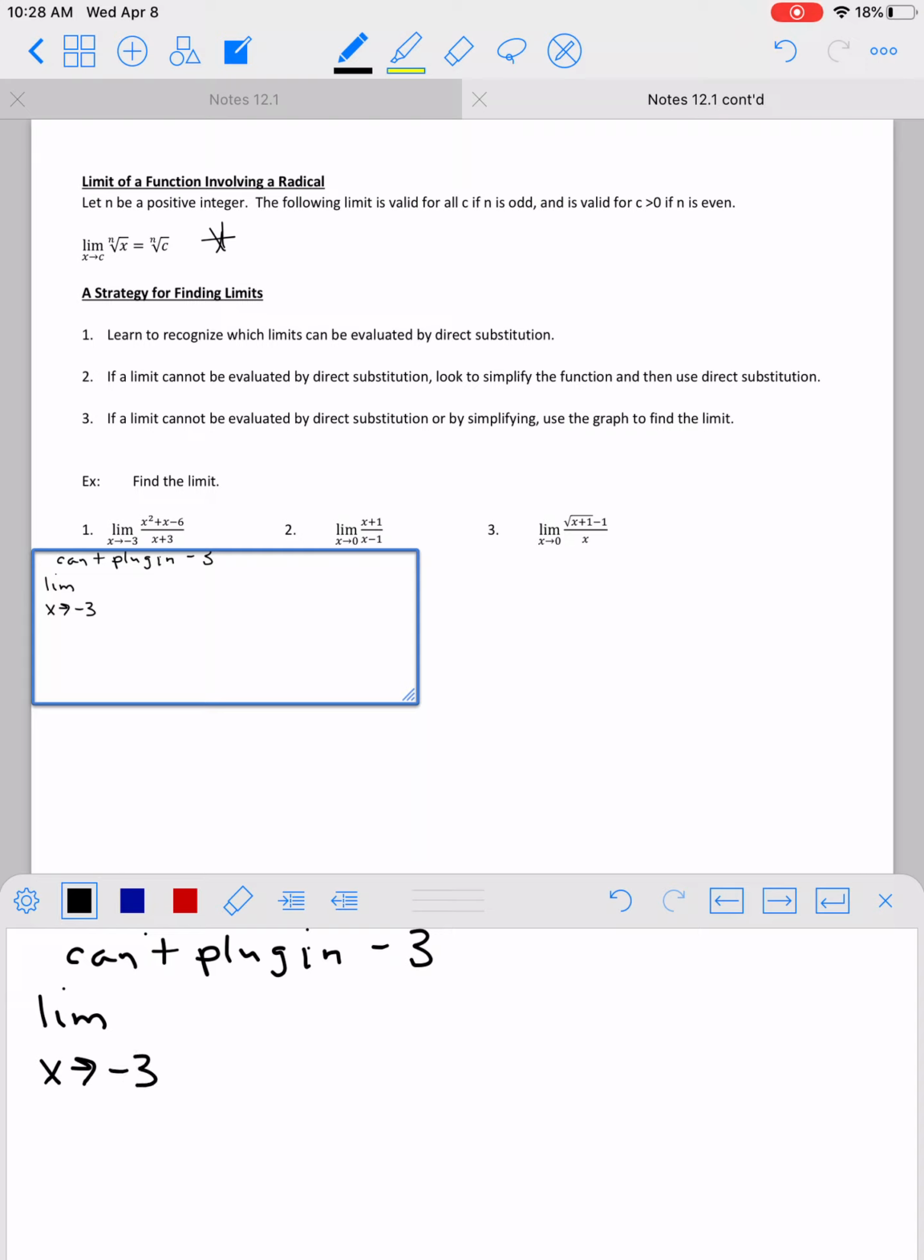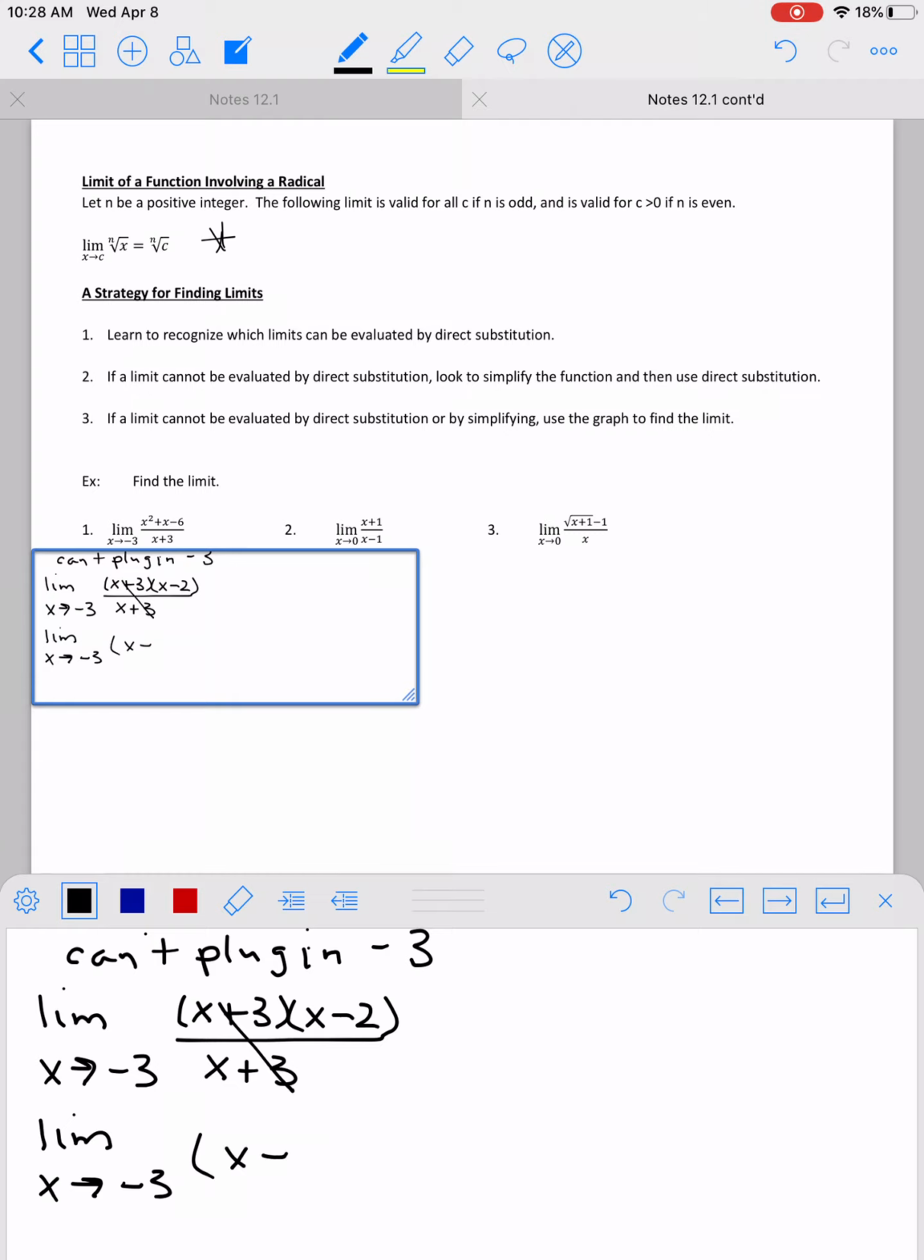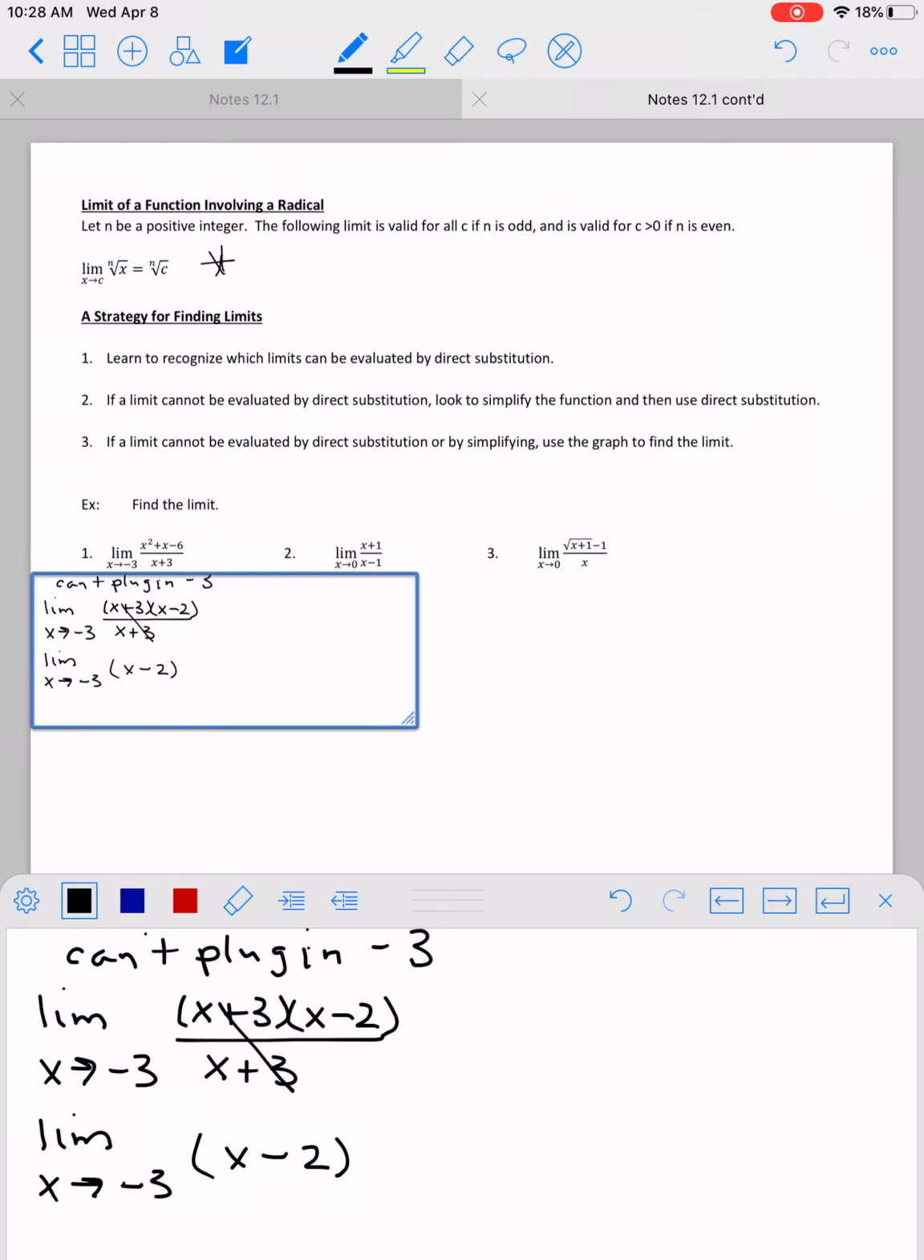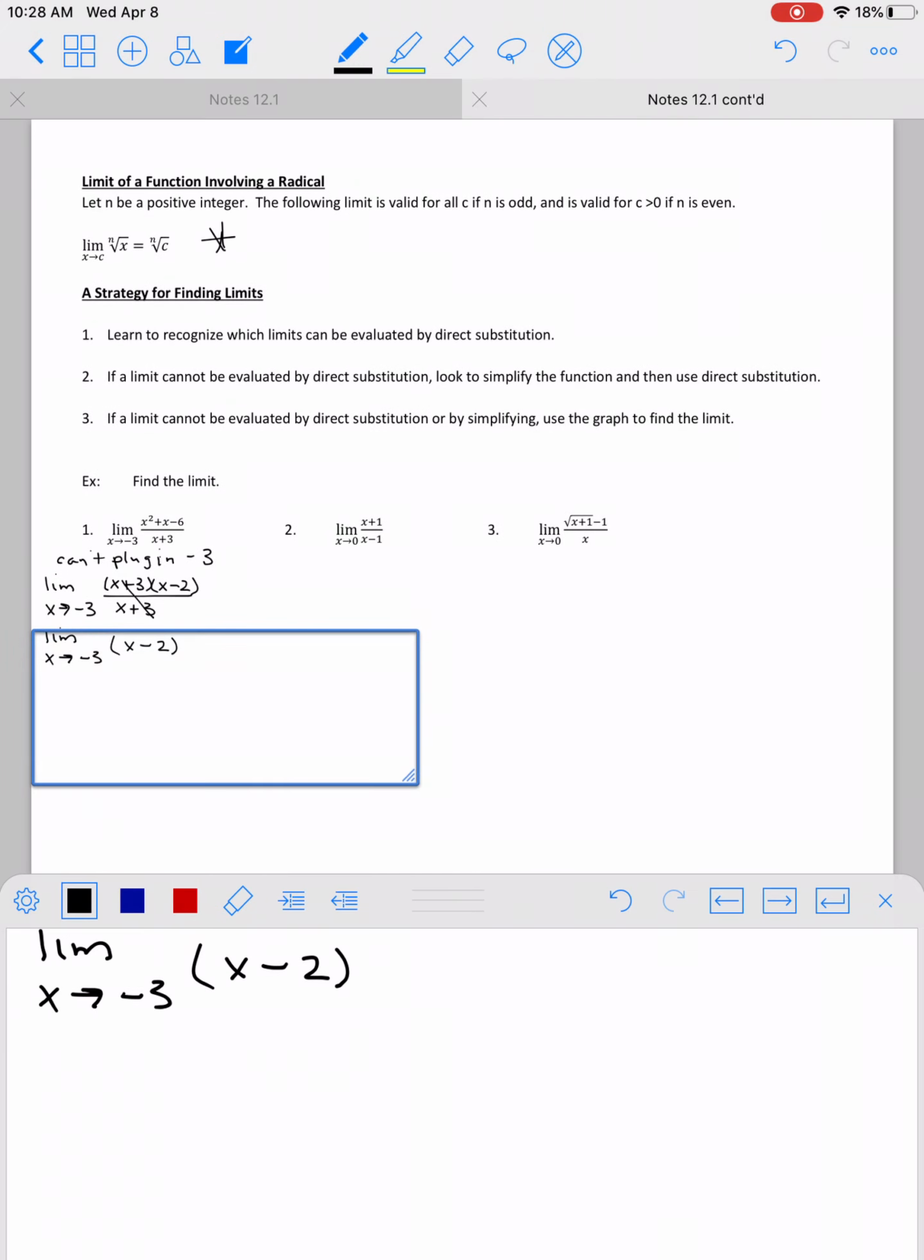But what I'm going to try to do now is factor. So the top would be x plus 3 times x minus 2 over x plus 3. And the x plus 3's will cancel. And that leaves me with the limit as x approaches -3 of x minus 2. And now, based off what's left, now can I plug in the -3? I can. So -3 minus 2 is -5. So that would be our limit.